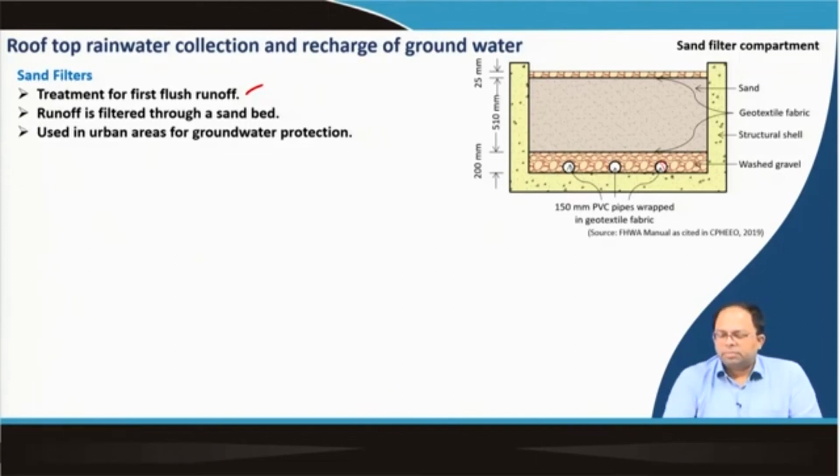This water could be taken for storage or could be taken for recharge, and these PVC pipes are wrapped in geotextile fabric to prevent entry of sand or gravel inside those pipes or clogging of the pipelines. So, runoff is filtered through this sand bed, and it is usually used in urban areas for groundwater protection.